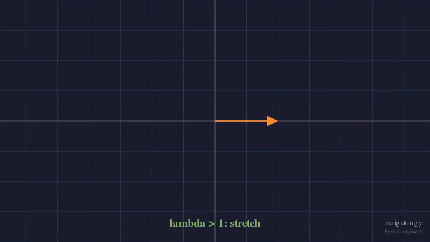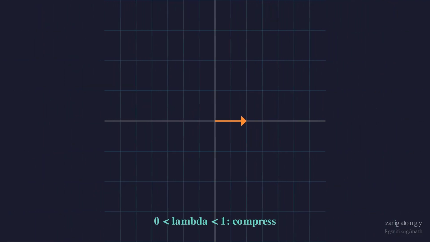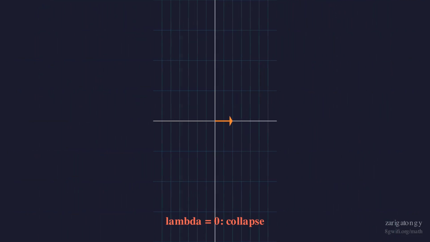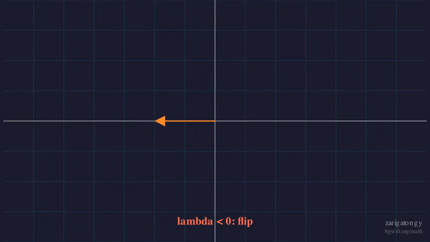What do eigenvalues tell you? Lambda greater than 1 means stretching along that direction. Between 0 and 1 means compression. Lambda equals 0 means collapse. That direction vanishes. And negative lambda means a flip along that axis.